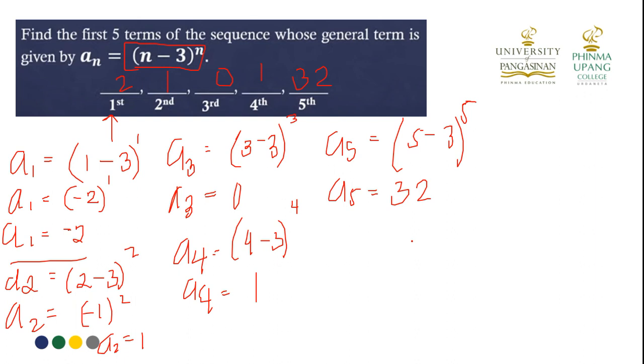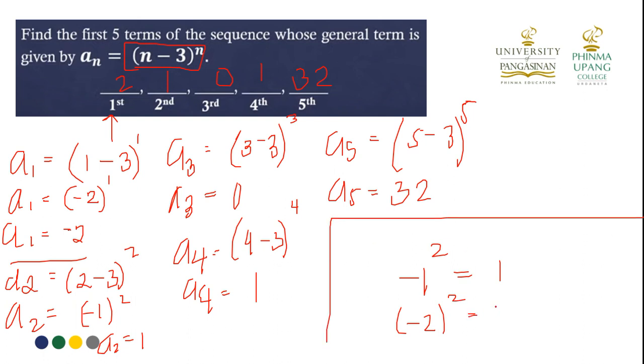Okay. Try natin ito. So, what is negative 1 raised to 2? Answer? Positive 1. What is negative 2 raised to 2? Positive 4. What is negative 2 raised to 3? Negative 8 po. Negative 8.